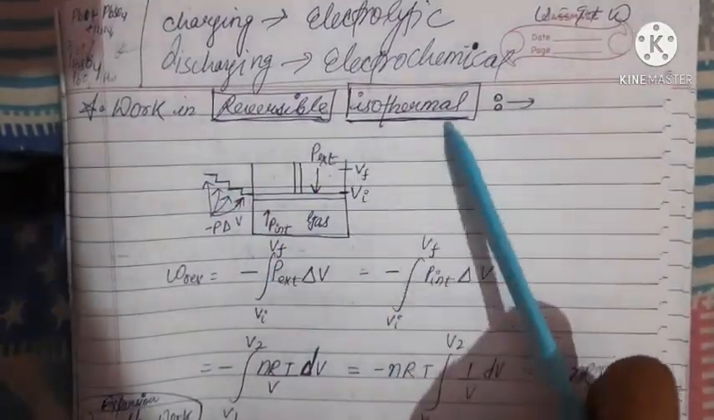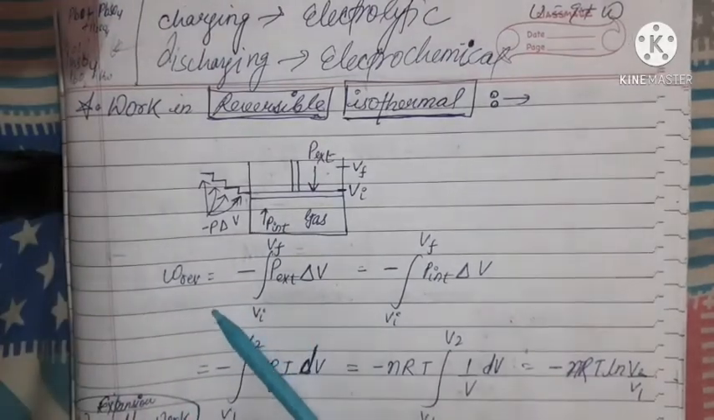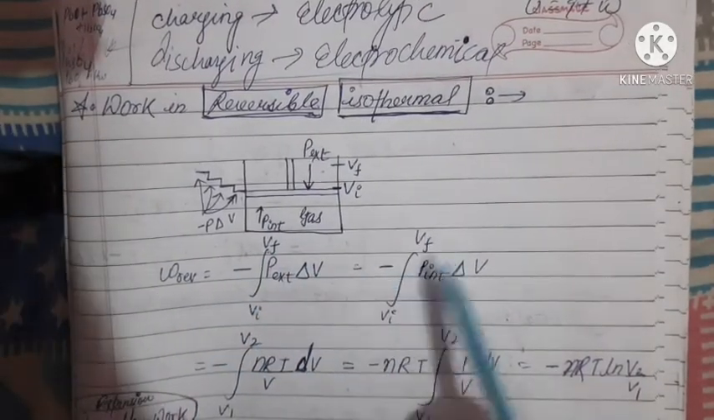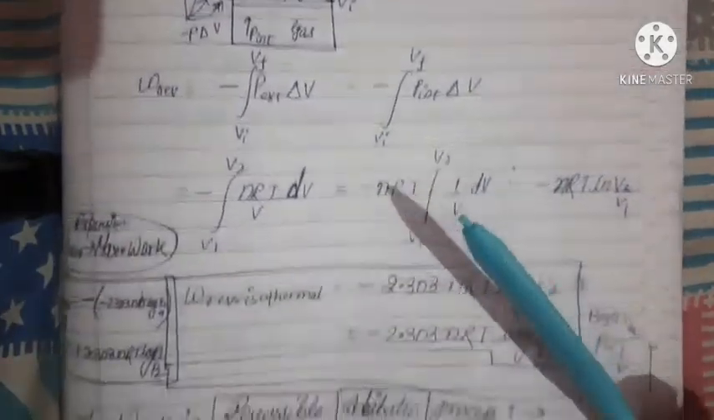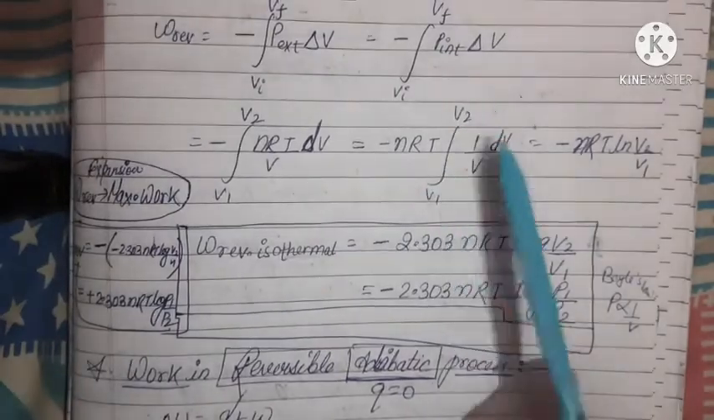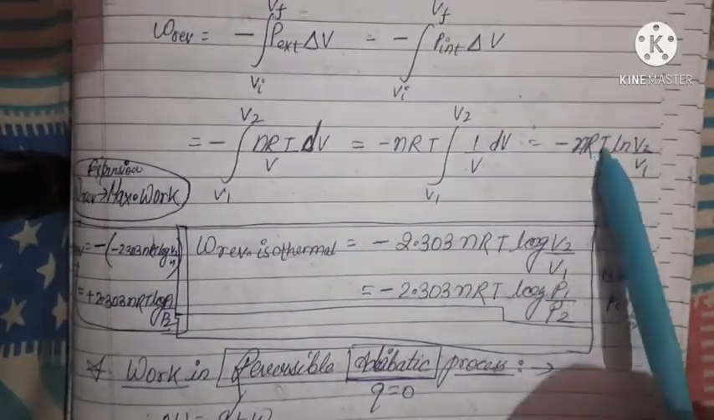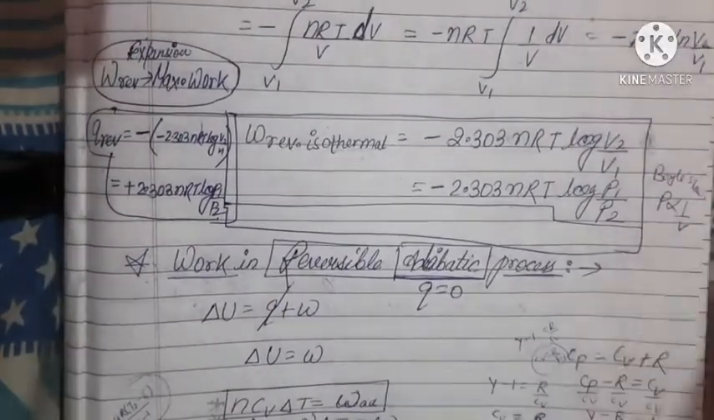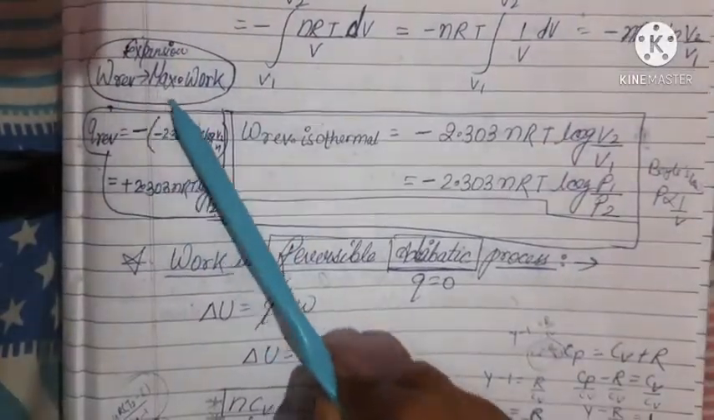Work in reversible isothermal. W reversible equal to minus P external delta V, equal to minus P internal delta V. Integral of nRT by V dV, minus nRT ∫dV by V, minus nRT ln V2 by V1. Expansion, work reversible, maximum work.